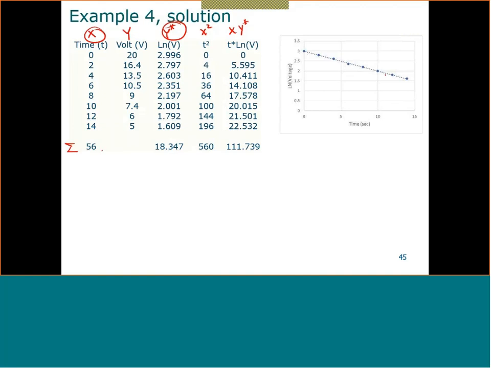So what is my A1? A1 is equal to N times the summation of X times Y star, which I will call T times ln V, minus the summation of T times the summation of ln V, divided by N times the summation of T squared minus the summation of T, all squared.